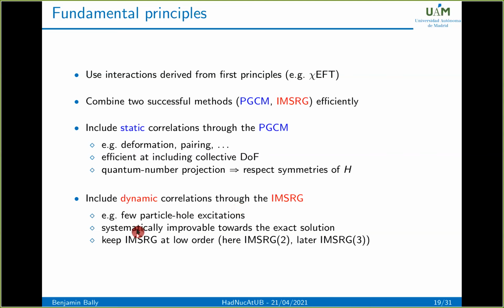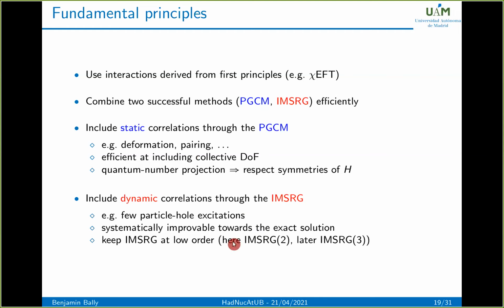It is a method that is systematically improvable towards the exact solution, contrarily to the PGCM. The PGCM is variational, so in principle you could converge towards the exact solution, but it would be extremely inefficient and not in a very controlled way. You don't exactly know what you're missing sometimes. Either you consider the full space in your ansatz, but then you basically have a very inefficient diagonalization. So it's much better to use this kind of controlled, proper ab initio method to build towards the exact solution.